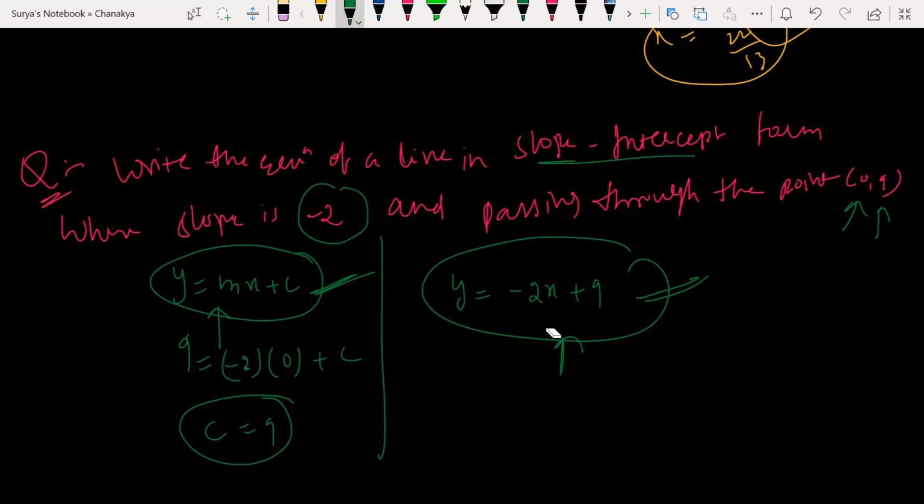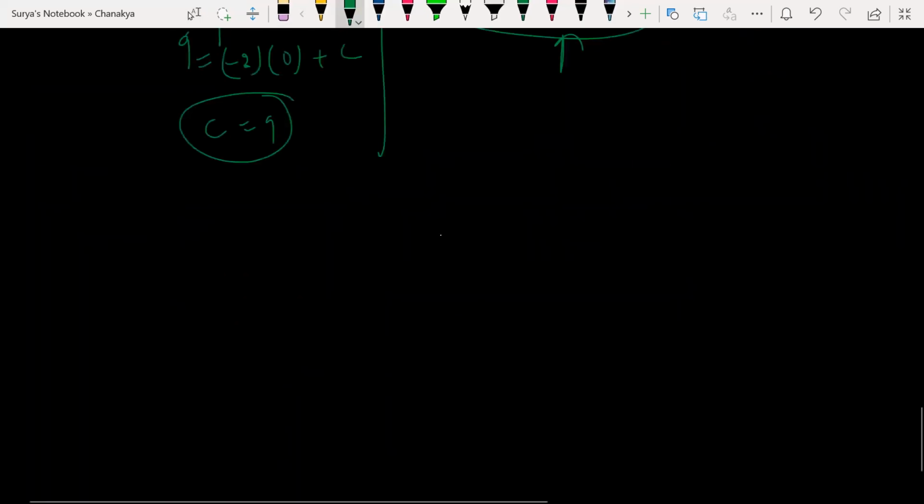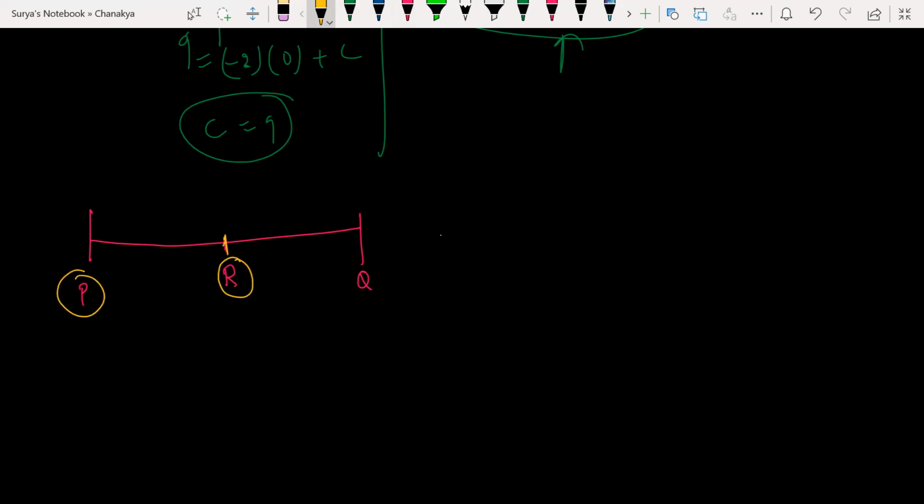So now, how do you find midpoints, sir? Look at this. You should know one concept here: internal divide and external divide. Suppose you have a point P here and a point Q here, and one point R in the middle. R is dividing PQ internally, which means from inside only.